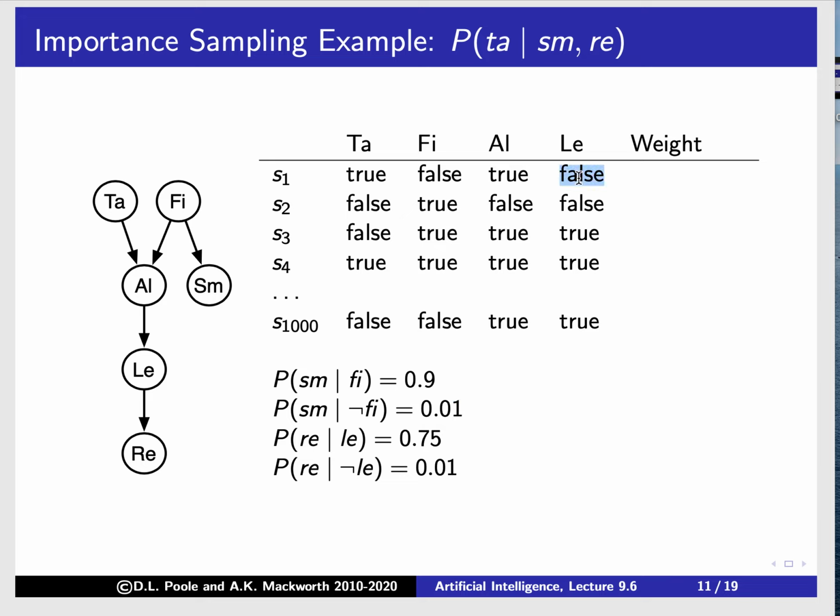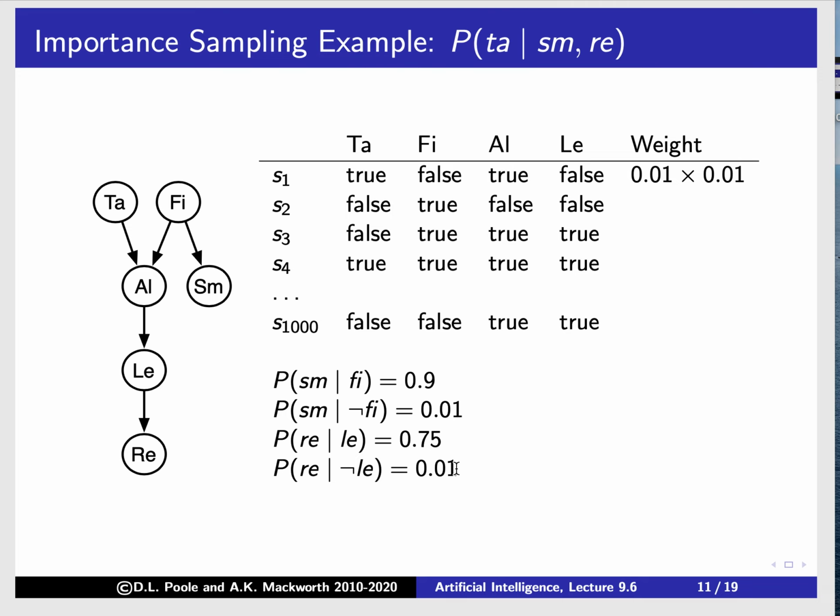Leaving here is also false. So we're going to do the probability of report given not leaving, so it's 0.01 again. So it's a very low weight by the evidence. Okay, let's look at the other ones in here. So now here's all of them.